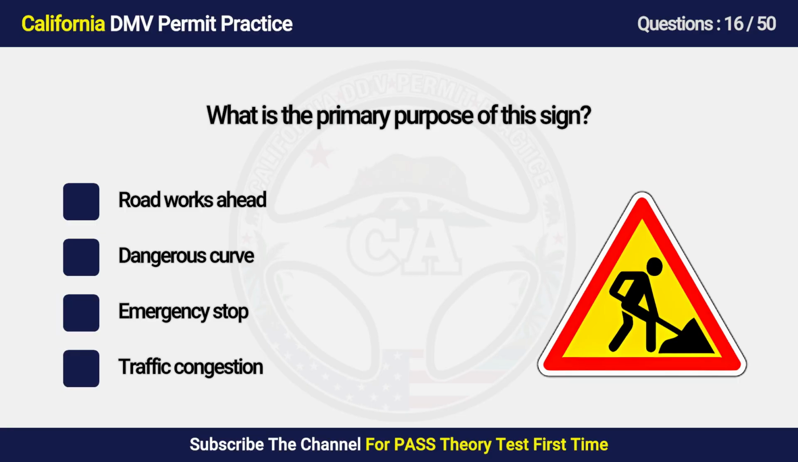A, road works ahead. B, dangerous curve. C, emergency stop. D, traffic congestion.